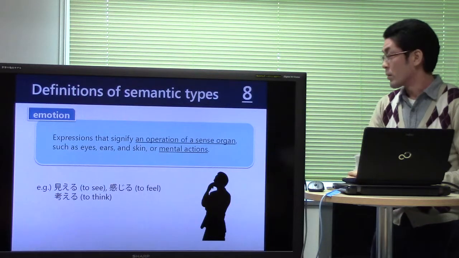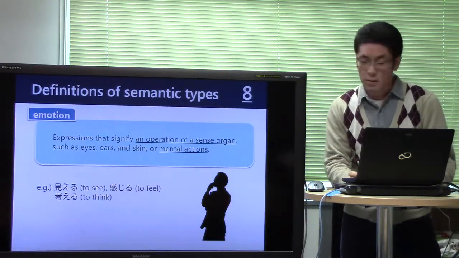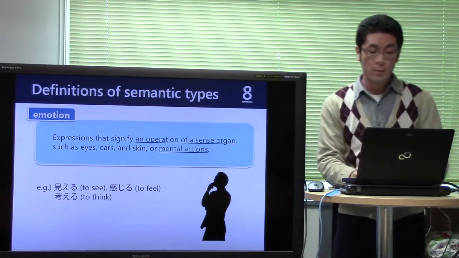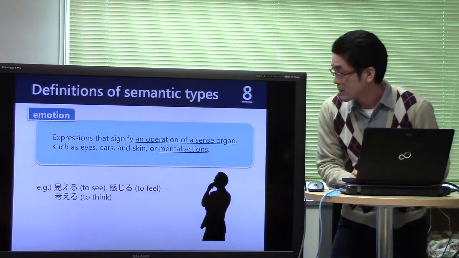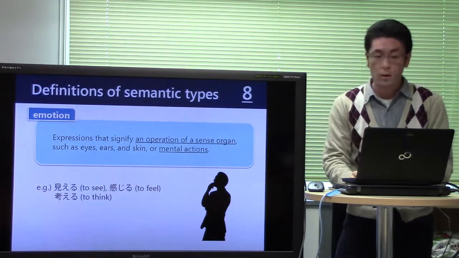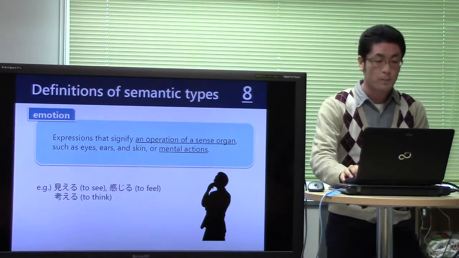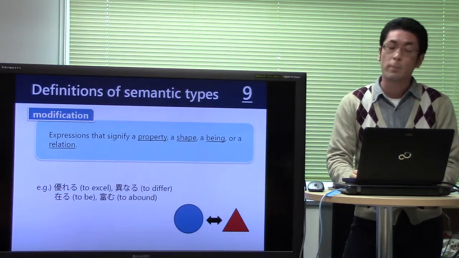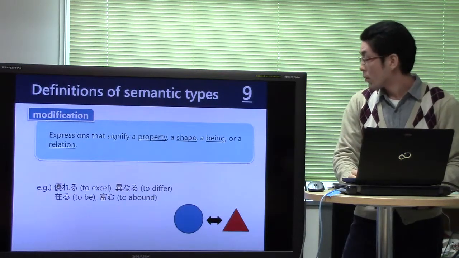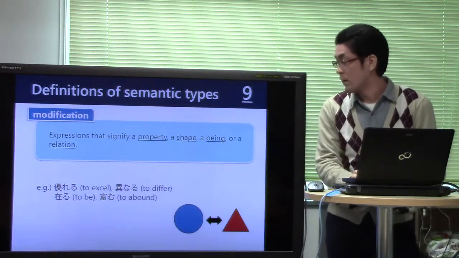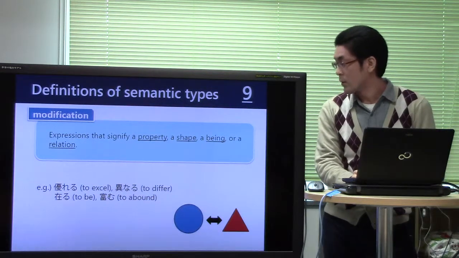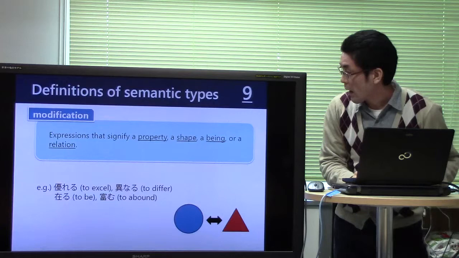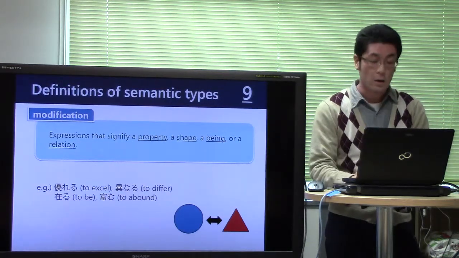Third type, emotion, is an expression that signifies an operation of a sense organ or mental action. For example, the verbs to see, to feel, and to think have the type emotion. And the last type, modification, is an expression that signifies a property, a shape, a being, or a relation. For example, the verbs to excel, to differ, to be, and to abound have the type modification.